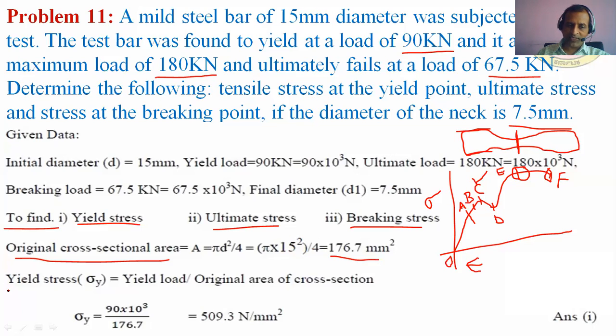The first parameter he is asking for is the yield stress, sigma y. Sigma y is equal to P by A, that is, the yield load divided by the original cross-sectional area. Y represents yield, sigma represents stress. So yield stress is 90 into 10 to the power of 3 divided by 176.7. When you calculate this, you will get 509.3 Newton per mm square.